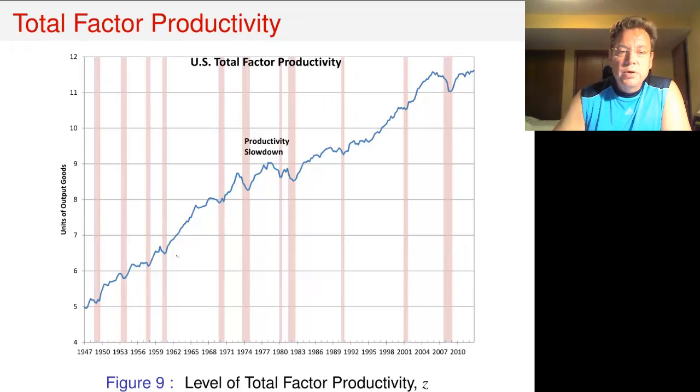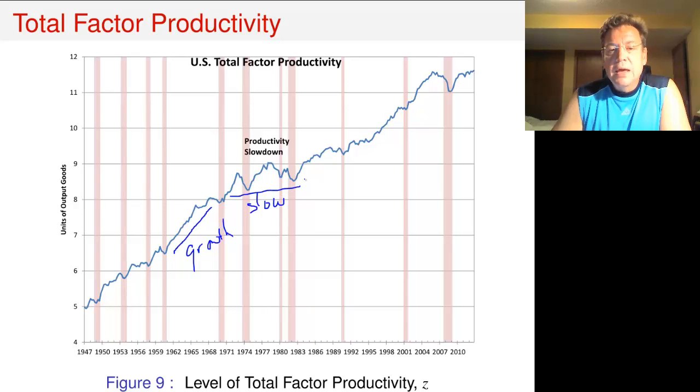So what you can see is some distinct episodes. Here in the 60s, we had pretty good growth. Then we had a period of very slow growth. The 80s was a little bit better. The 90s picked up even more. And the 2000s, at least until the crisis, were also pretty good.